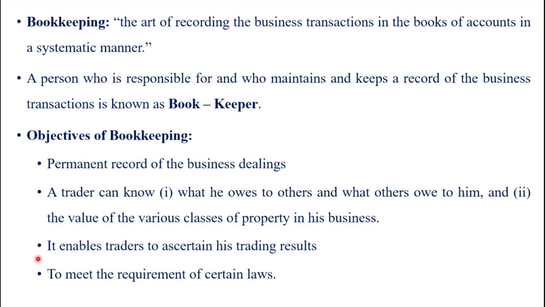Then it enables the trader to ascertain his trading result. What is the main aim of running the business? To generate profit. That's why trading results are nothing but whether we generate profit or loss. That is, it enables the trader to ascertain his trading result, either profit or loss. Then the last objective of bookkeeping is to meet the requirements of certain laws.